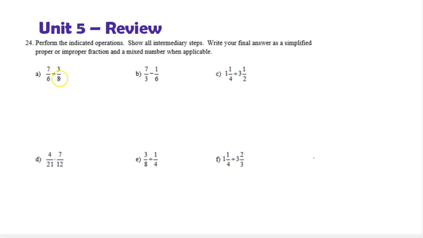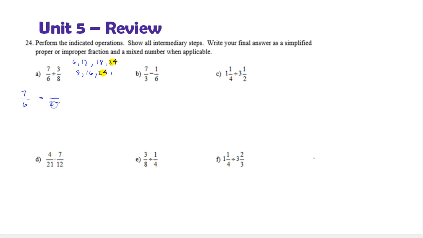So first, notice they have different denominators, so we need to rewrite them as equivalent fractions with common denominators. The least common denominator is the least common multiple of the denominators. So I'm going to find some multiples of 6: 12, 18, 24. Some multiples of 8 are 8, 16, 24. I could keep going, but I see that we've hit their least common multiple. So now I'm going to rewrite them each with denominators of 24.